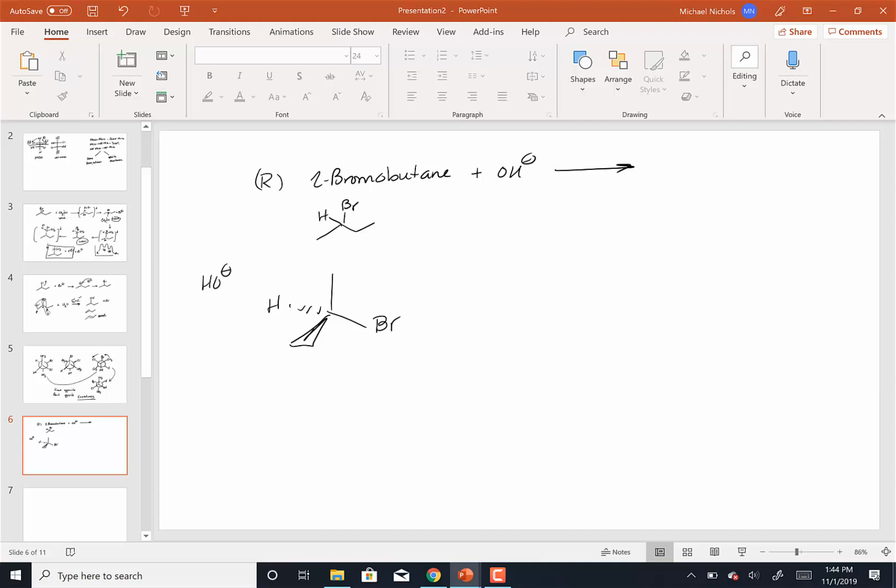So then to make it R, this is number 1, the ethyl group's number 2, and the methyl group's number 3. So if I want it R, I want it clockwise, which means the ethyl group would have to go here, and the methyl group would have to go there to make this the R configuration. And then once I made it the R configuration, then I would react it with hydroxide.